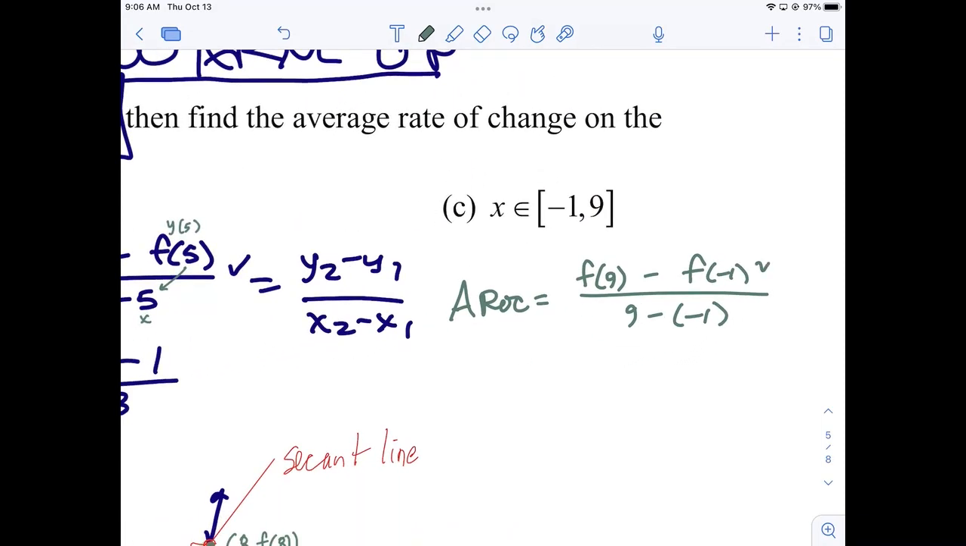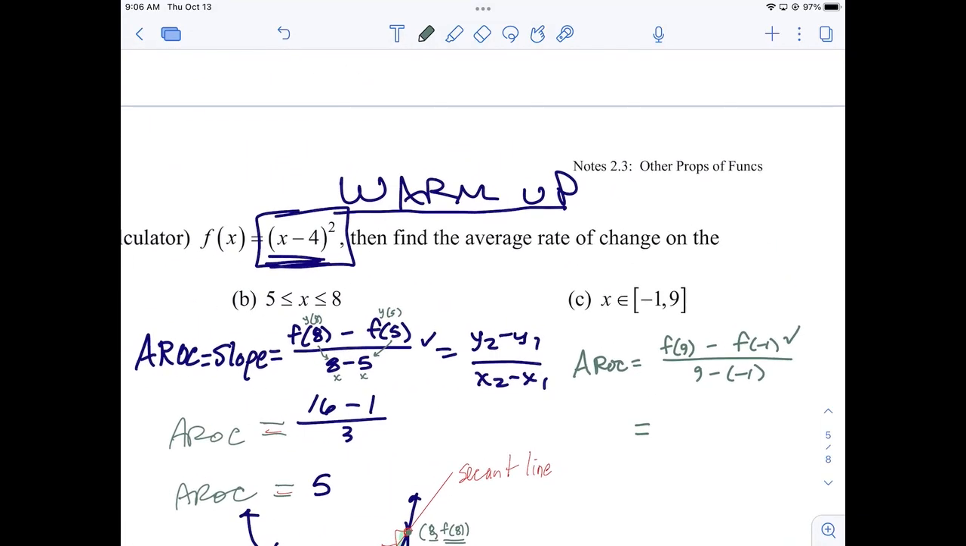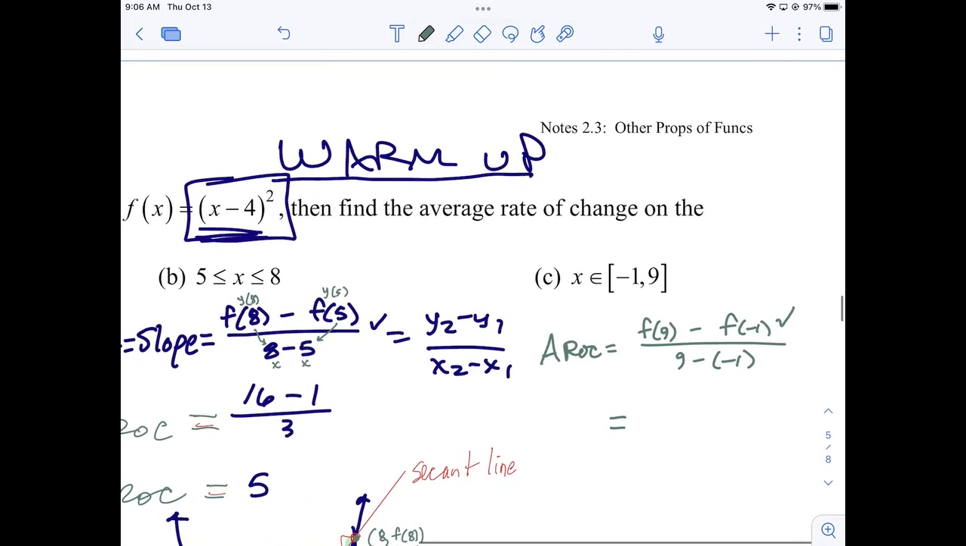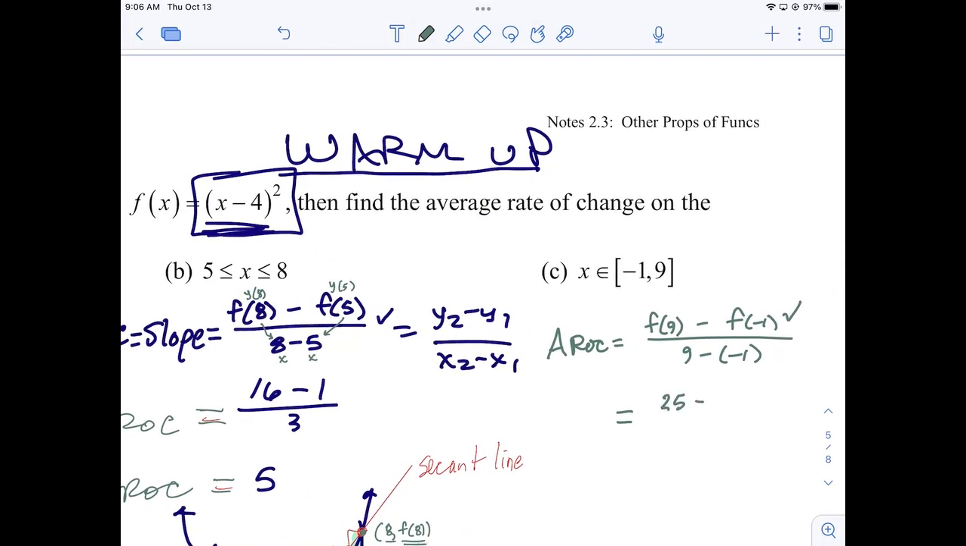And now that would get a check. And how do we find f of 9? We plug it in. 9 minus 4 is 5. 5 squared is 25. F of negative 1, that gives you negative 5. Negative 5 squared is also 25. And in the bottom, it's over 10. Well, that's 0 over 10, which is 0. So the average rate of change is 0.